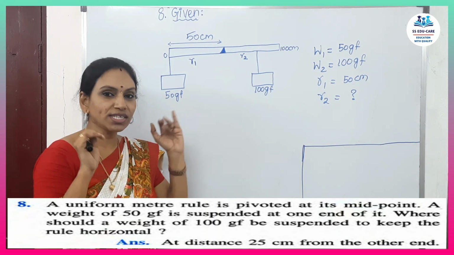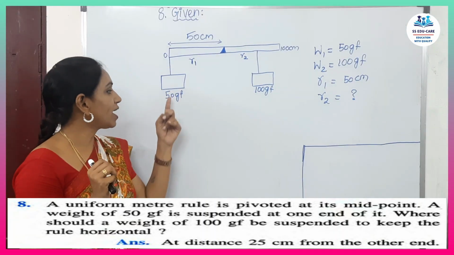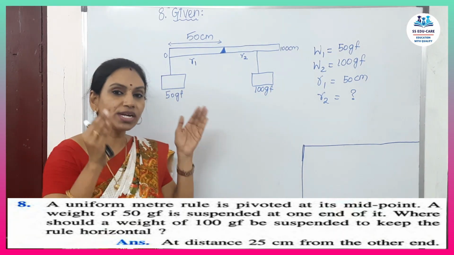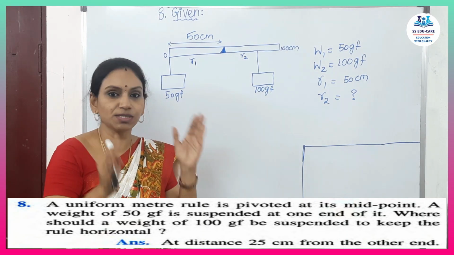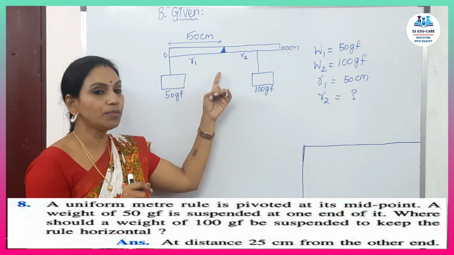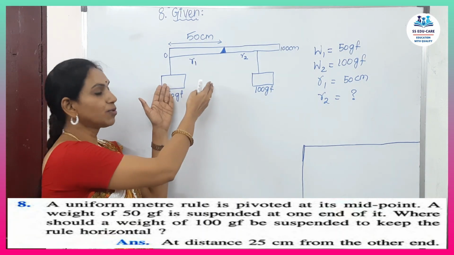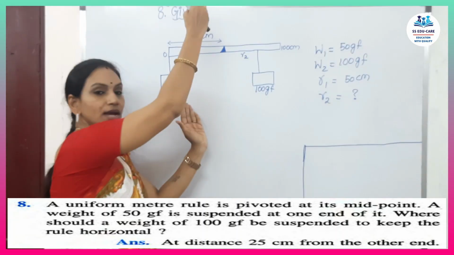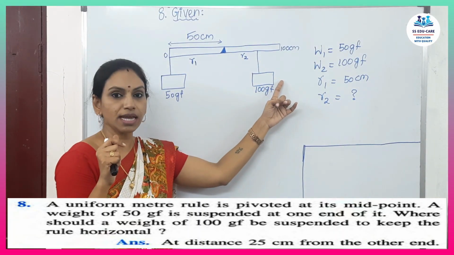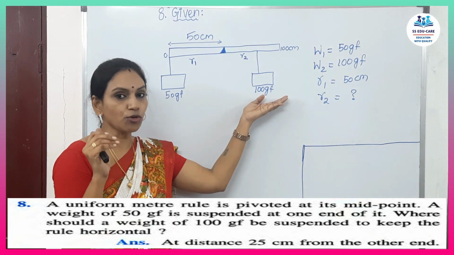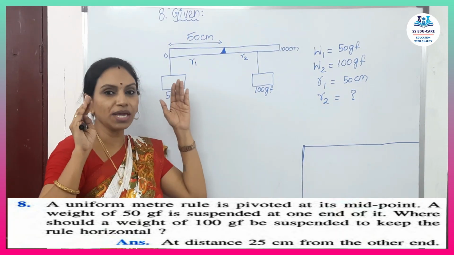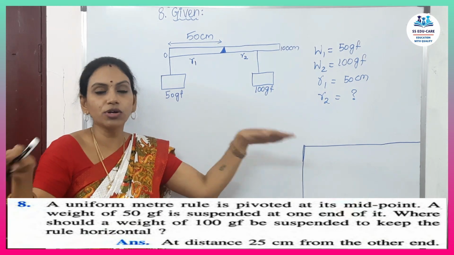According to the question, what they are asking us is, one weight, that is 50 gram force is suspended exactly at one end, and the other 100 gram force, where should it be suspended? So if at all assume 100 gram force is suspended in the middle, what will happen? This side it will be of more weight and the ruler may turn this side. If in case 100 gram force is suspended exactly at this end, 100 gram force is more than this. So the ruler may turn this side. So where should it be placed so that the rule has to be horizontal is the question.